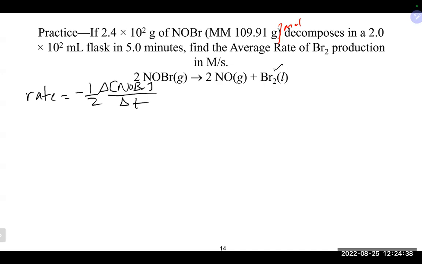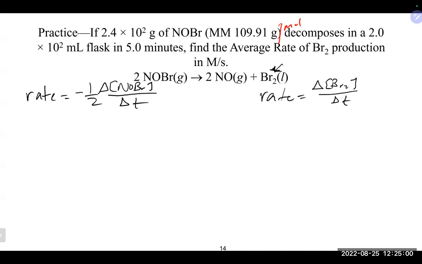We're also interested in our Br2, which is over here. So the rate is equal to 1/1 because the coefficient is 1, times the change in concentration of Br2 over change in time. At this point, we do need the change in concentration, so we have to actually calculate the concentration here, which is moles per liter.